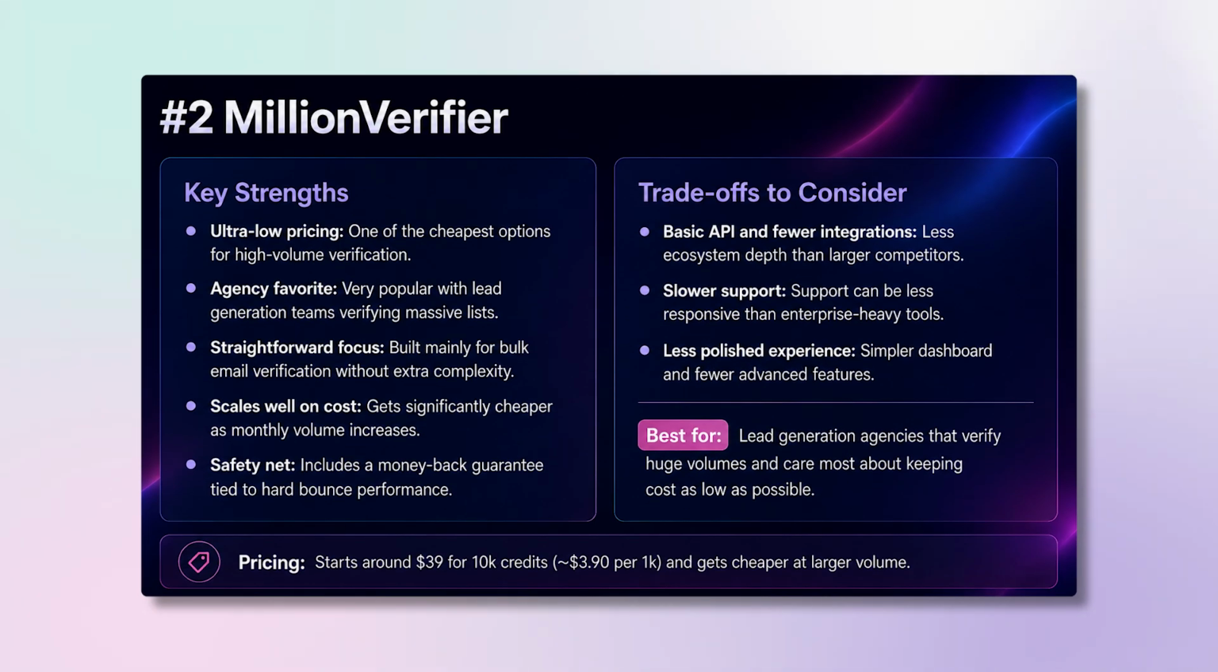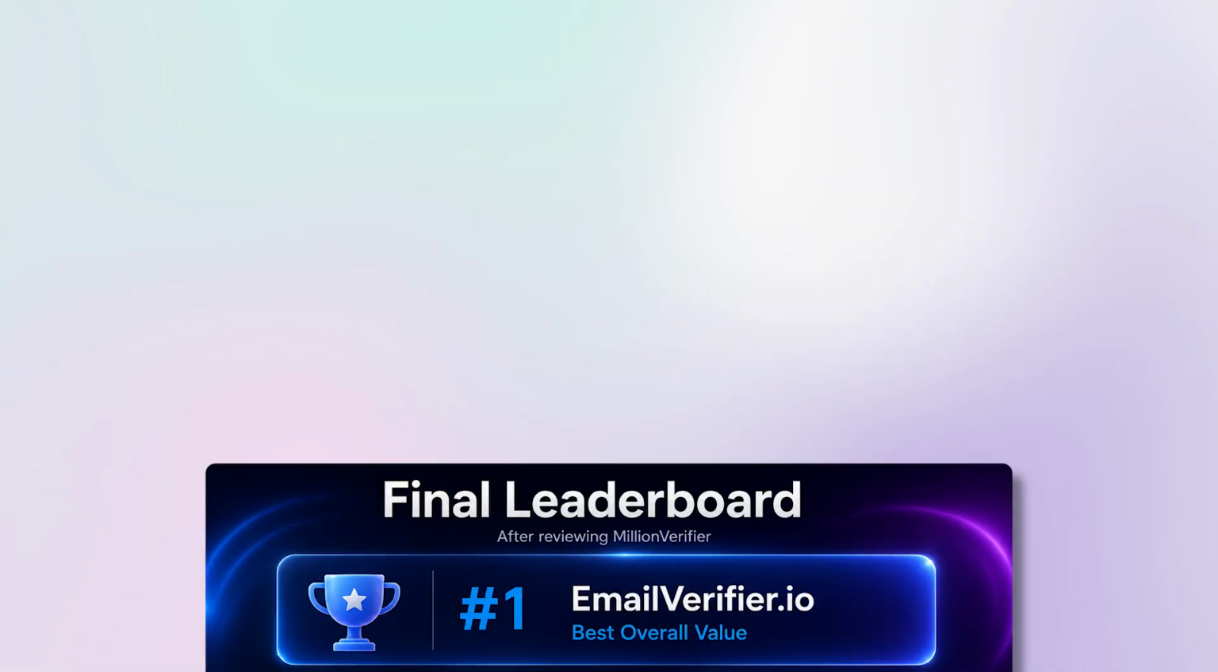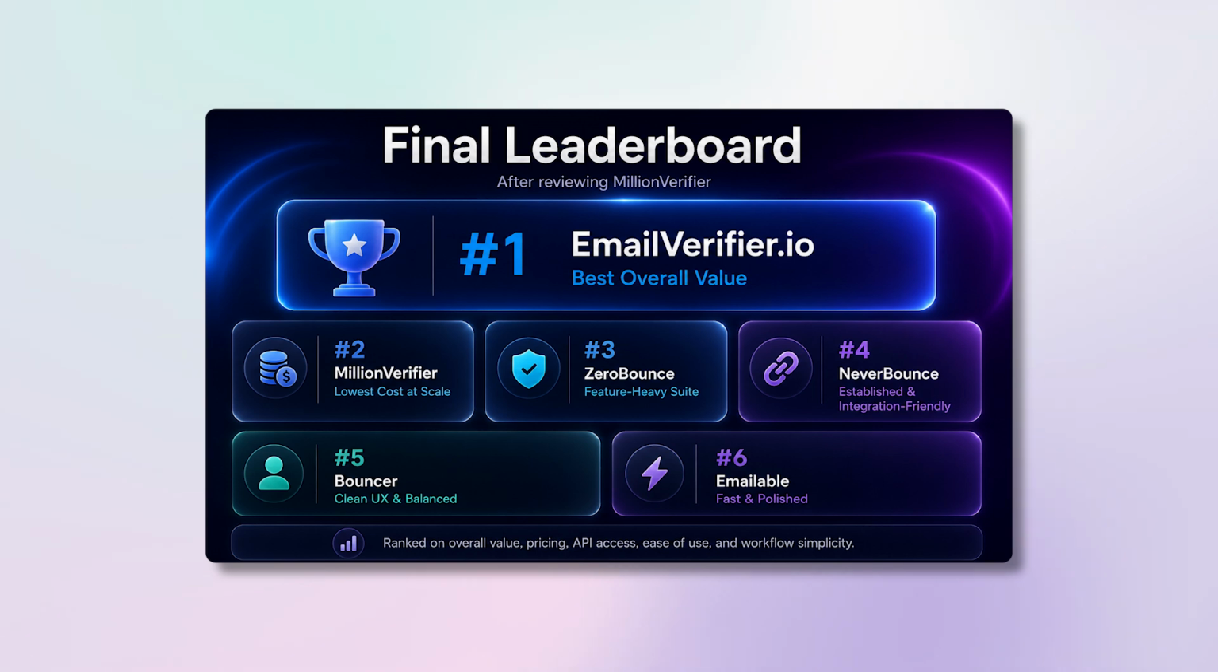MillionVerifier is extremely competitive on price at scale, but MillionVerifier.io wins the overall value ranking because it combines low-cost verification with a cleaner interface, API access, non-expiring credits, and a more beginner-friendly workflow. Final leaderboard after all 6 tools. Number 1 is MillionVerifier.io. Number 2 is MillionVerifier. Number 3 is ZeroBounce. Number 4 is NeverBounce. Number 5 is Bouncer. And number 6 is Emailable.